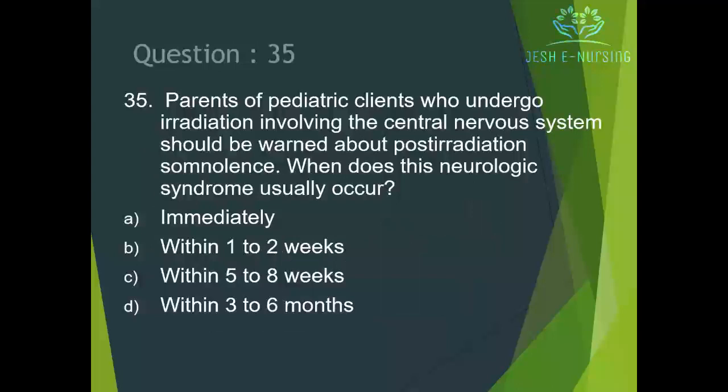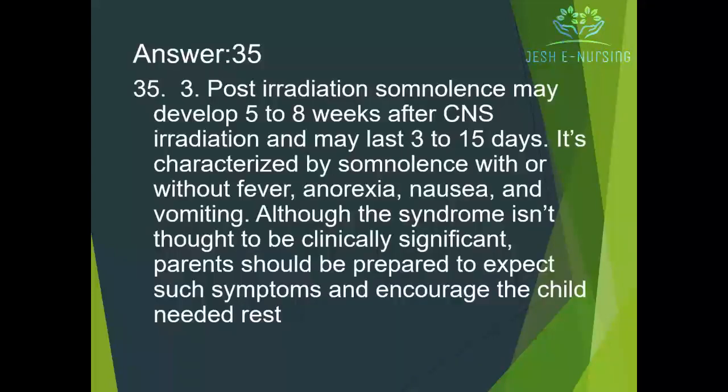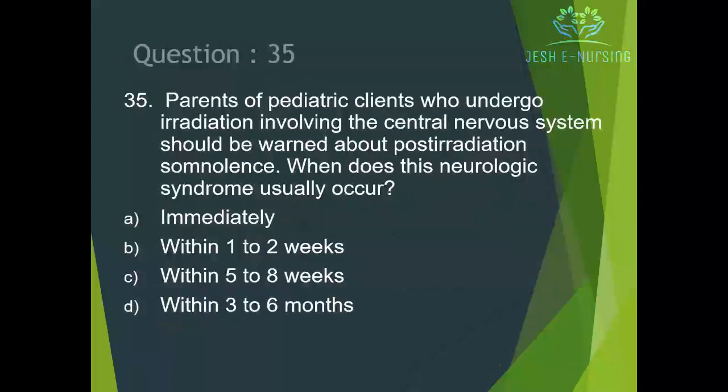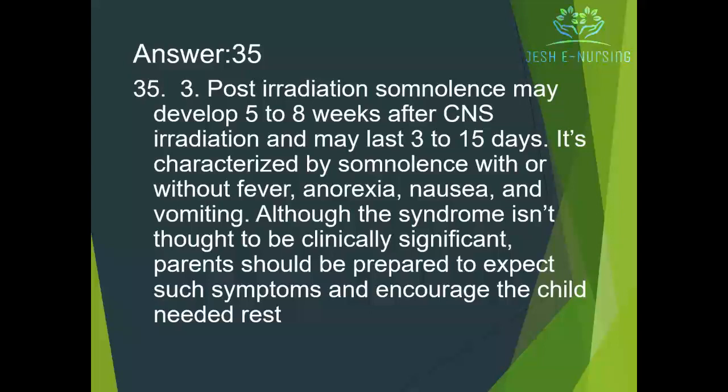Next question. Parents of pediatric clients who undergo irradiation involving the central nervous system should be warned about post-irradiation somnolence. When does this neurological syndrome usually occur? Answer is A, within 5 to 8 weeks. Post-irradiation somnolence may develop 5 to 8 weeks after CNS irradiation and may last 3 to 15 days.